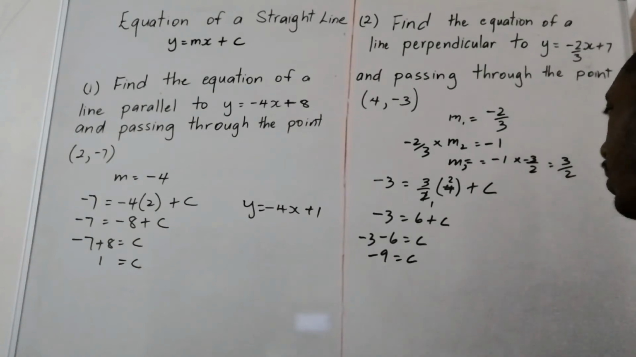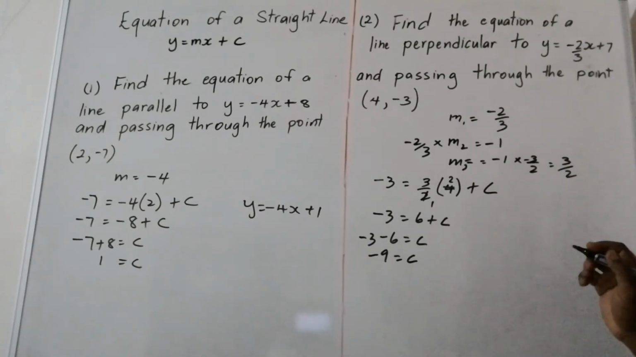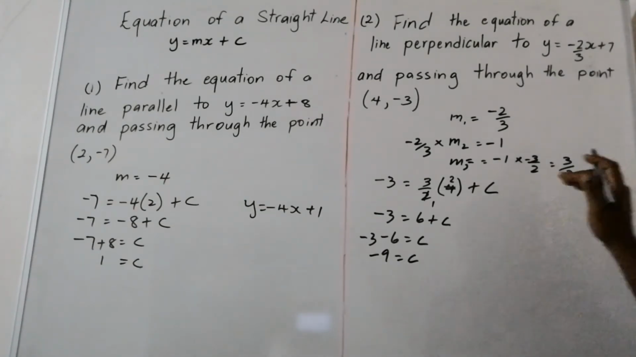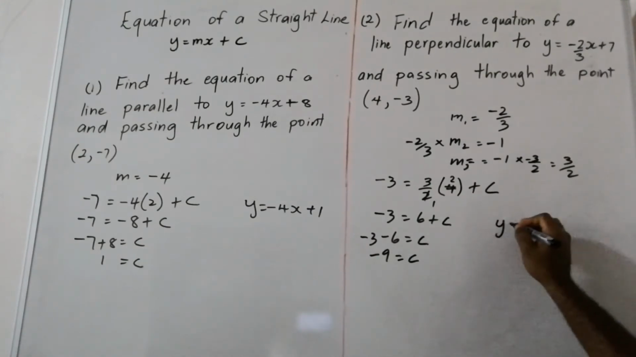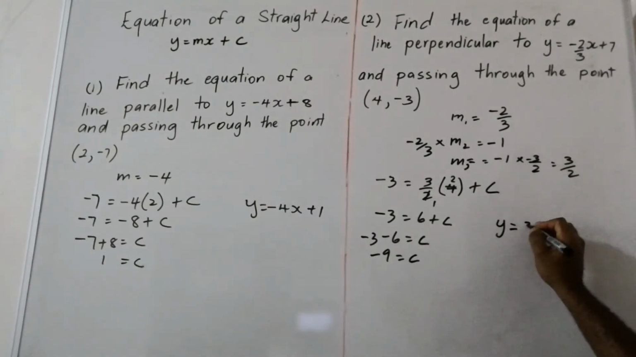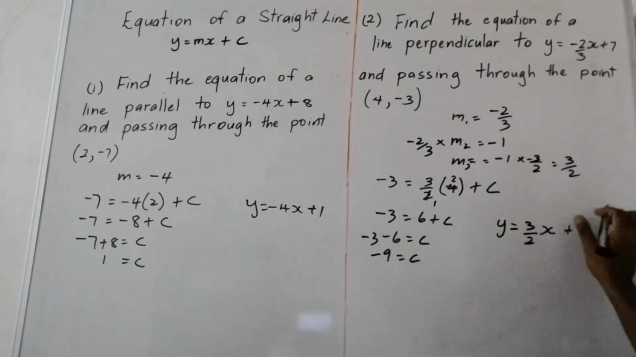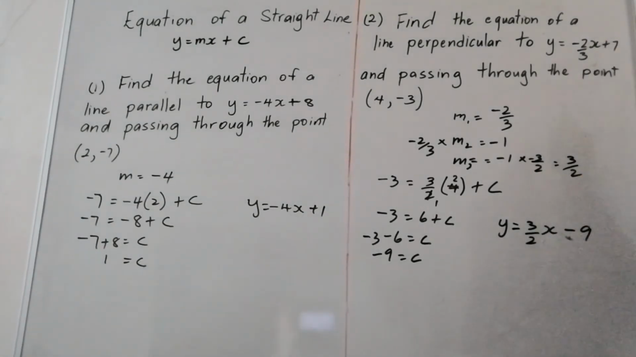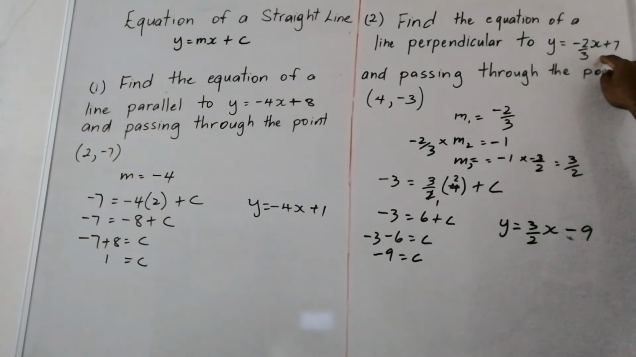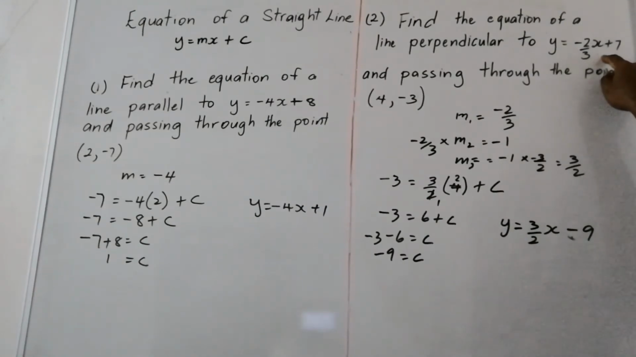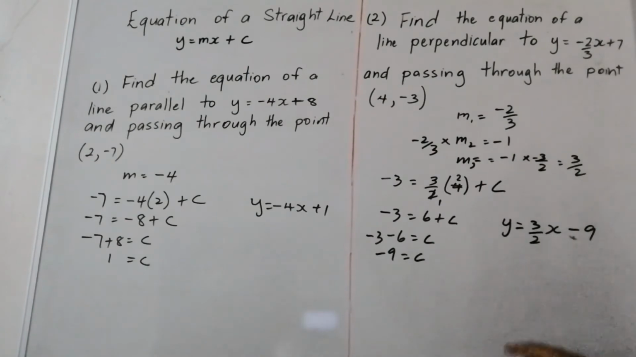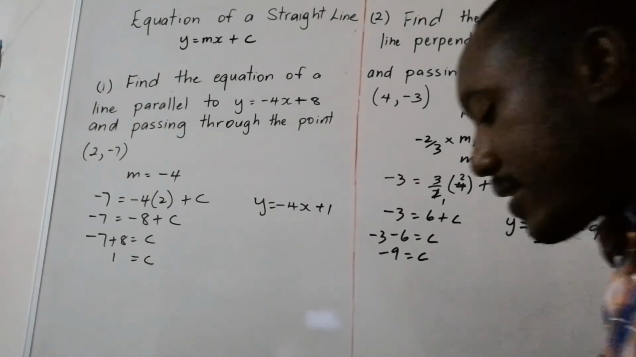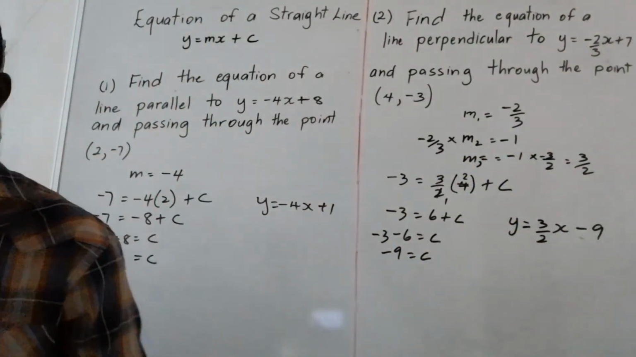So now we know the value of c. Now just to rewrite our equation with the gradient and the y-intercept. So y is equal to 3/2 x minus 9. So the equation of a line perpendicular to y equals -2/3 x plus 7 passing through this point is y equals 3/2 x minus 9. All right, in our next class, we will find the perpendicular bisector of a line.